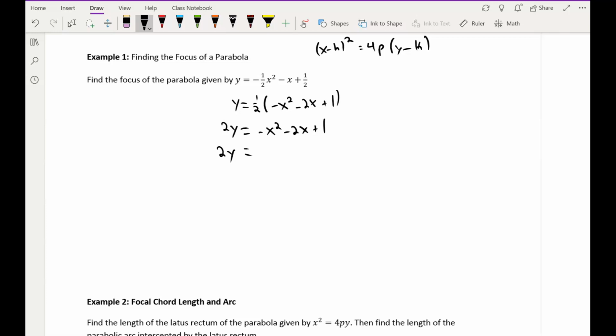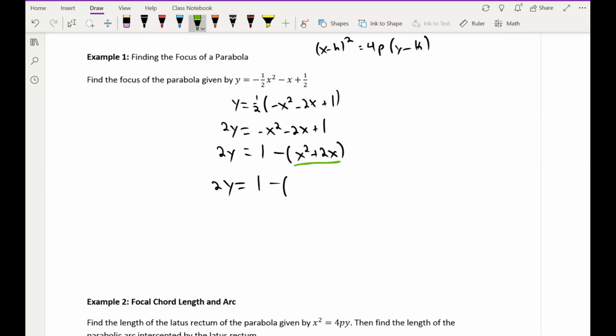And we can do that, well, if we just rewrite this, this is the same as 2y equals 1. And then we're going to technically factor out a negative 1 here. So it's x squared plus 2x. And we are going to complete the square right here. Okay, so we have 2y equals 1 minus, and now we're going to complete the square.